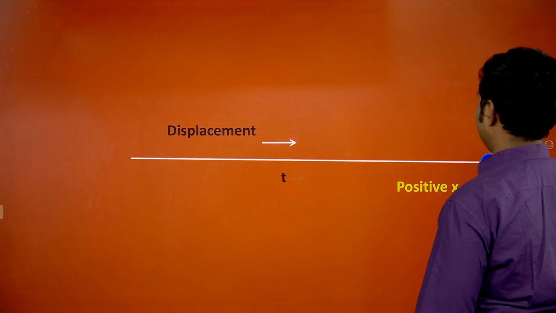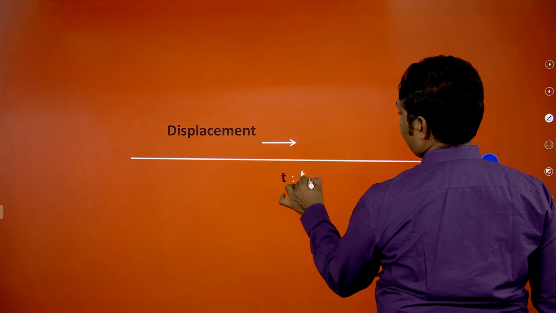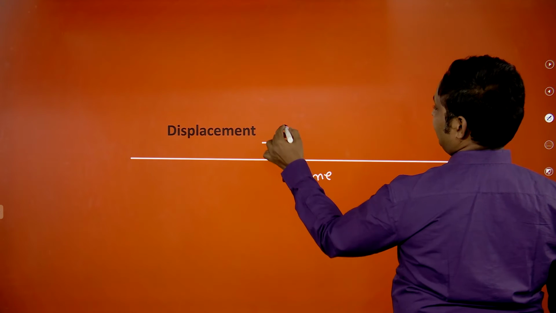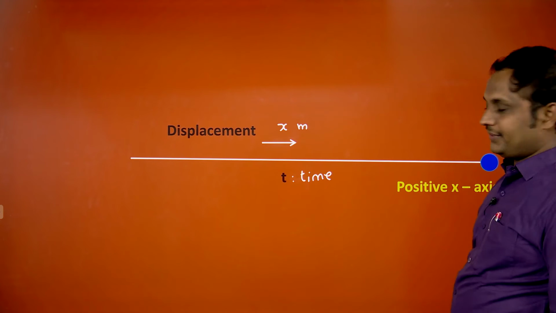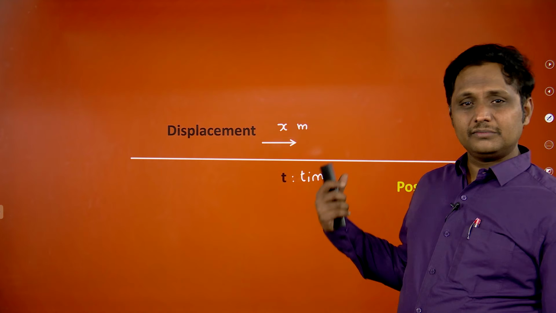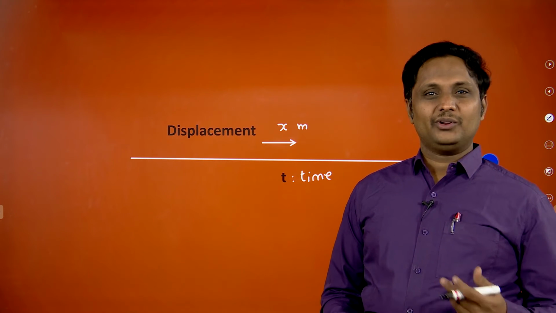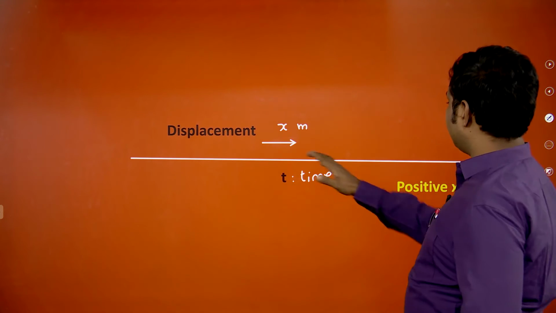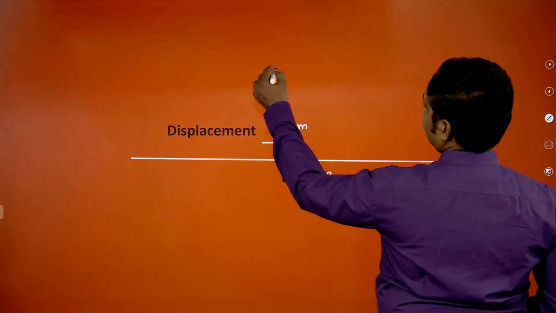Yes, t is going to be time. So you can take that displacement is going to be x meters or centimeters, let's assume. As the time increases, what happened? It's going to increase. Distance or displacement, they are going to increase in case of the 1D motion. Its direction is going to be restricted along one direction.